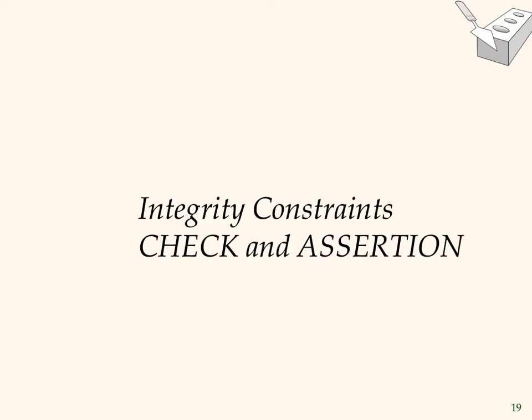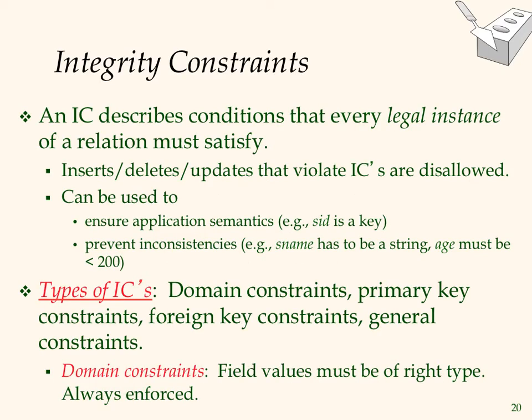Now we come to the major topic of this lecture today, integrity constraints. We're going to look at three constructs that SQL offers for enforcing integrity constraints that we haven't seen so far: check, assertion, and triggers. So we'll start with check and assertion. Integrity constraints, just a reminder, describe conditions that every legal instance of a relation must satisfy. For example, a name has to be a string, age must be less than 200.